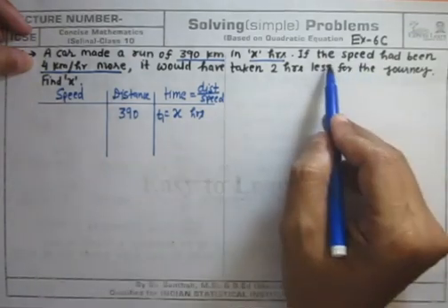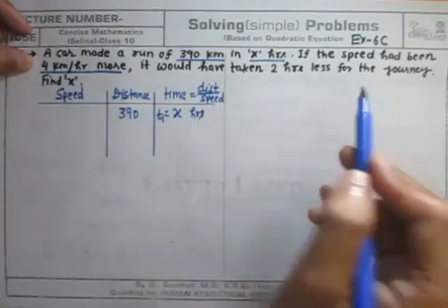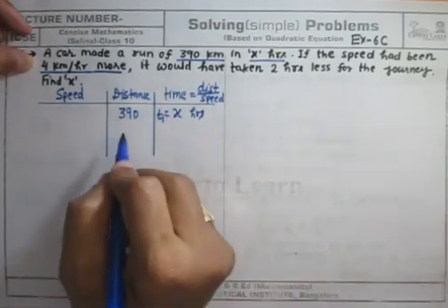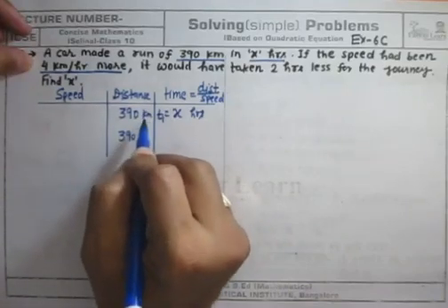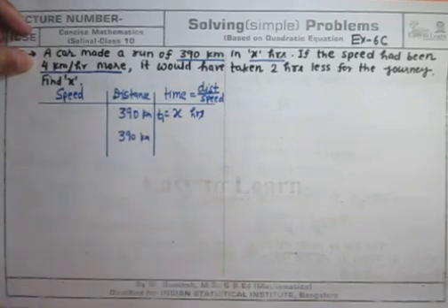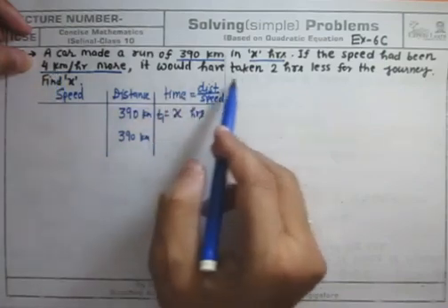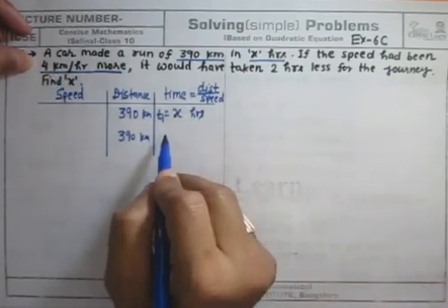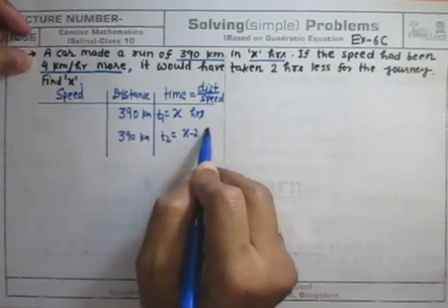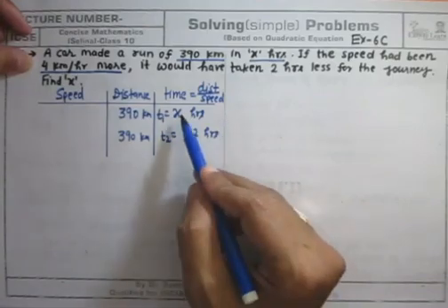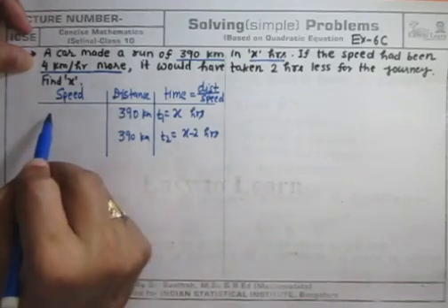Now if the speed had been 4 km per hour more, it would have taken 2 hours less for the journey. So the second time, to cover the same distance, if speed is 4 km more than the previous one, it would have taken 2 hours less. So this time taken is 2 hours less. That means it is x minus 2 hours. So these times are unknown quantities.